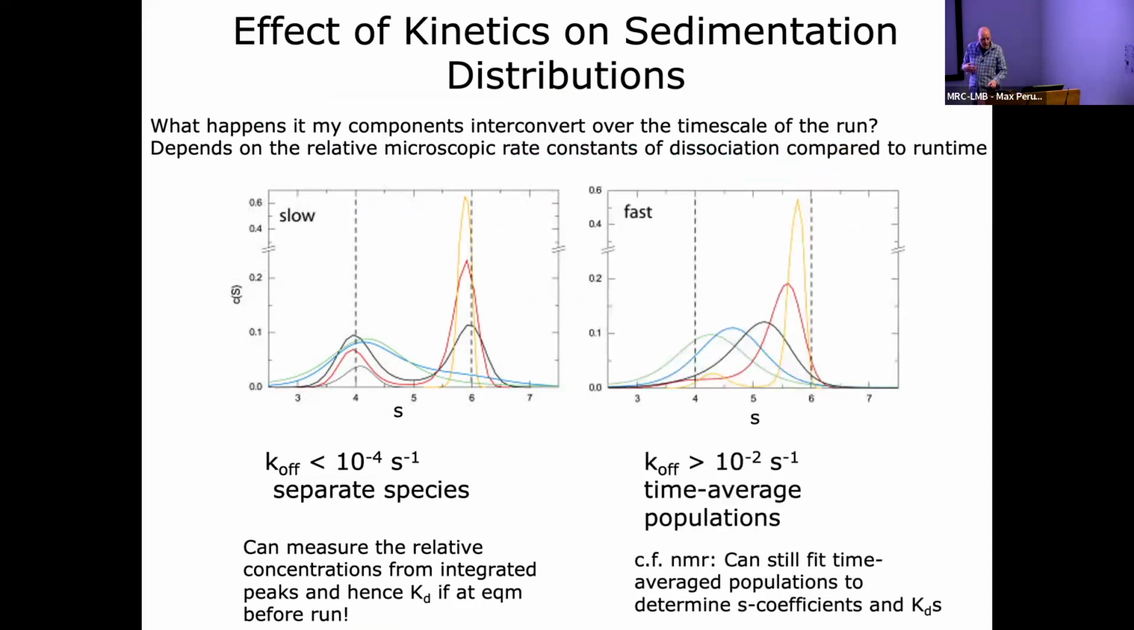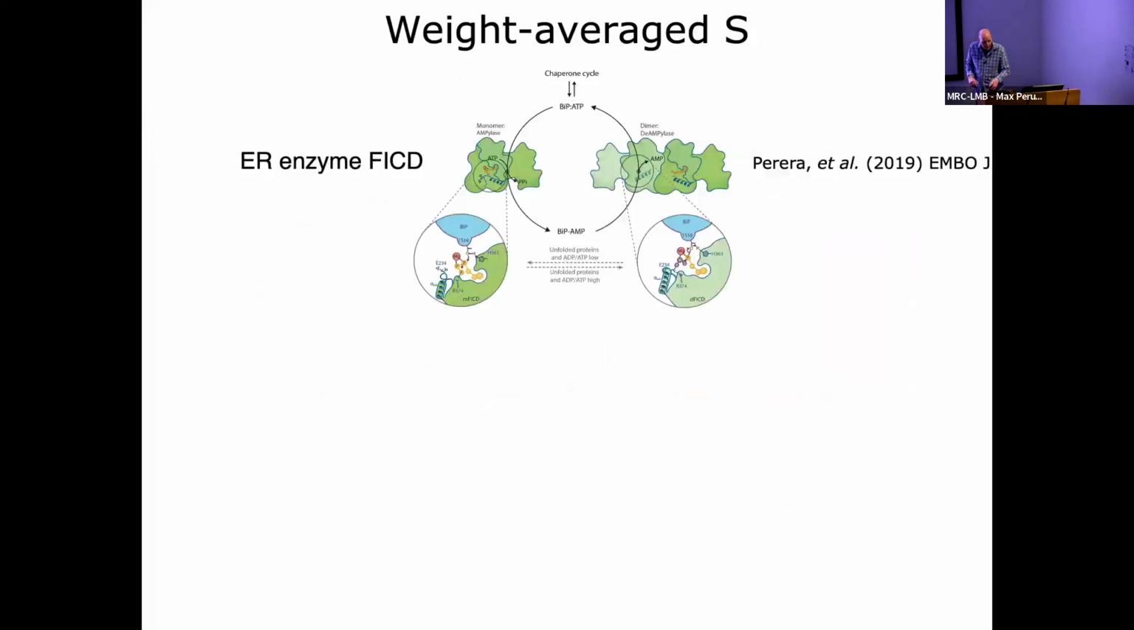But if, say, you're forming a complex and the off rate is relatively fast, say 10 to the minus 2, then instead of getting two separate peaks, say of the complex, what you get is a time-averaged population, because what you're spinning down is a reaction boundary with all the components interchanging. But you can still fit this, and I'll show you that in a second with this example from David Ron's group.